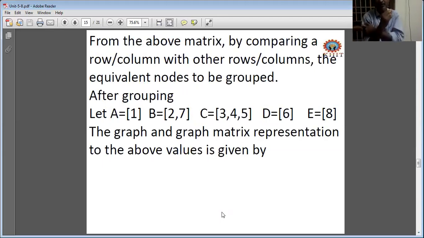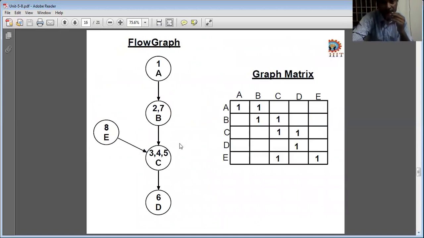So by comparing, already entry is there, don't take. Okay, already entry is there, don't take. Already entry is not there, take. So A equal to 1, B equal to 7, C equal to 3 4 5, D equal to 6, E equal to 8. The graph and graph matrix representation for the above values are given like this.